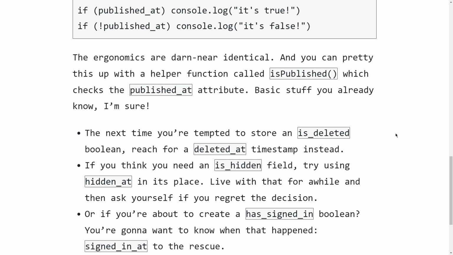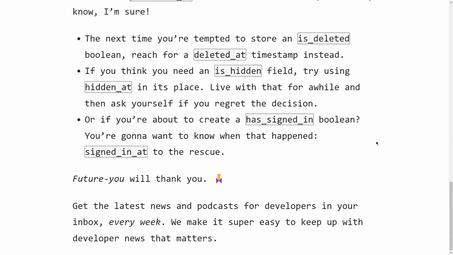Live with that for a while and then ask yourself if you regret the decision. Or if you're about to create a hasSignedIn boolean, you are gonna want to know when that happened. signedInAt to the rescue. Future you will thank you.